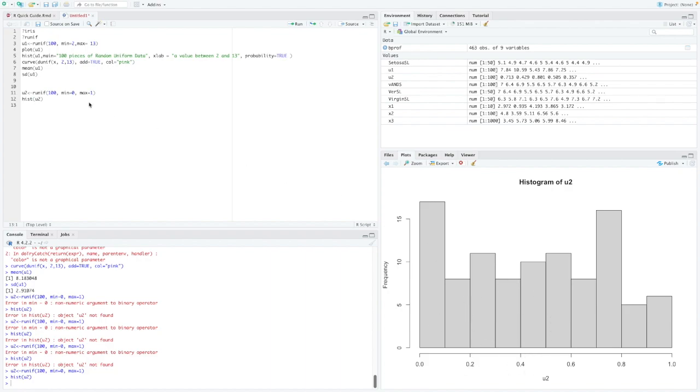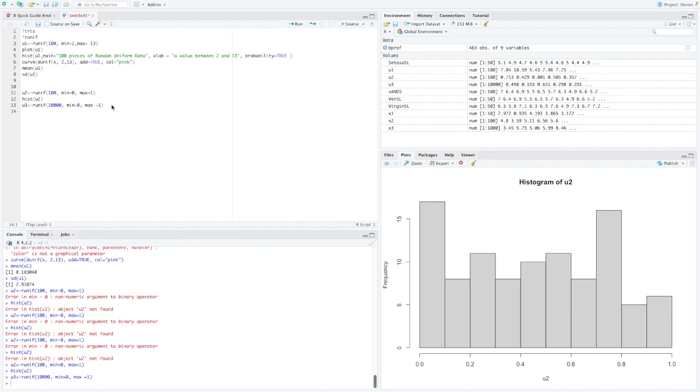uniformly distributed. If I was to make an even bigger data set, so let's do U3. How big do I want to make this? Well, I don't want it to run too slow. So what about like 10,000? Actually, that might be a little big, but we'll do it anyway for science. I don't need commas. Min is 0. Well, max is 1. Those are our default settings.